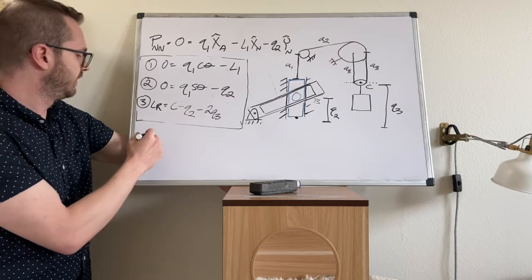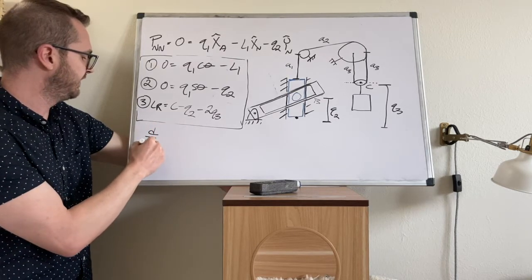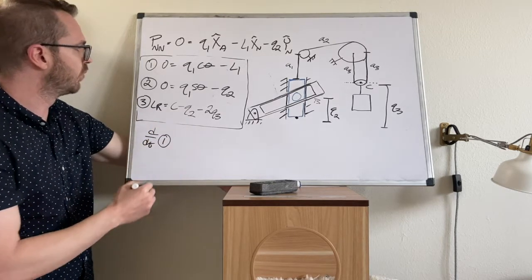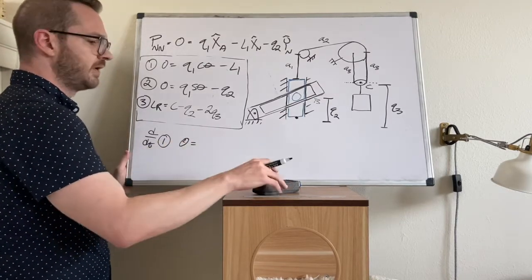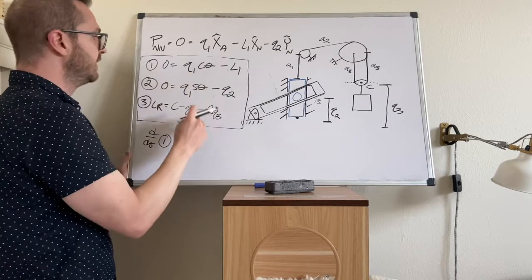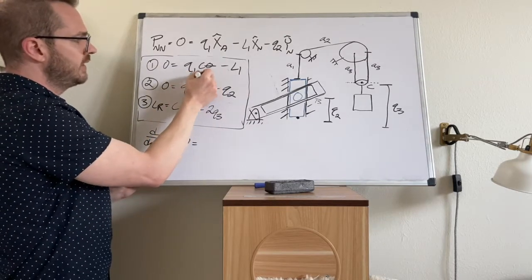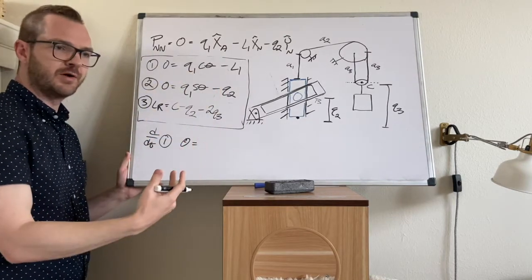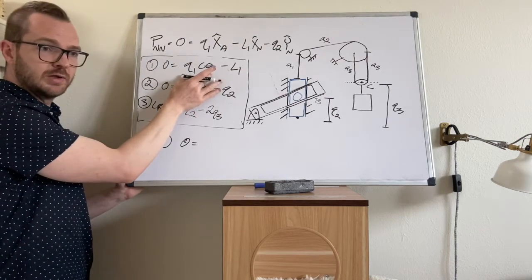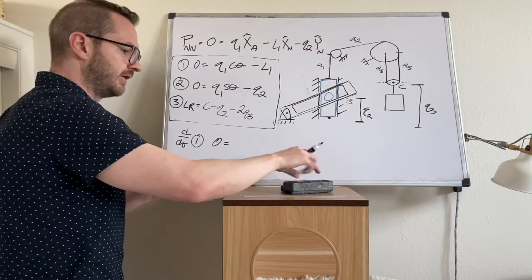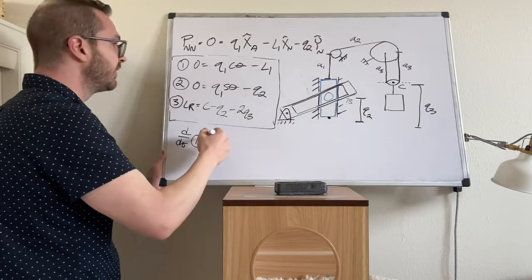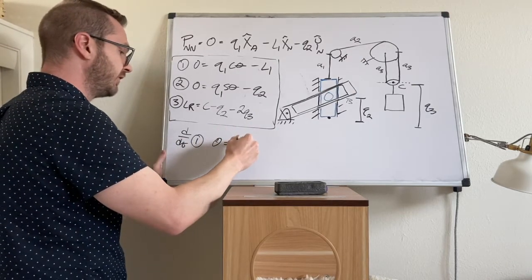Okay, so let's say d/dt of equation number 1, which is equal to 0, and we're just going to take the derivative of it. Notice that q1 and theta are both variables, so we need to do a product rule expansion on this. By now, I'm expecting you're fairly well practiced with this, so I'm just going to cut to it.